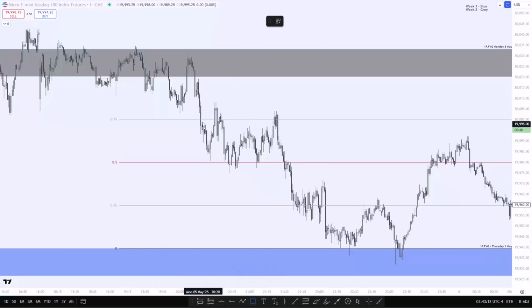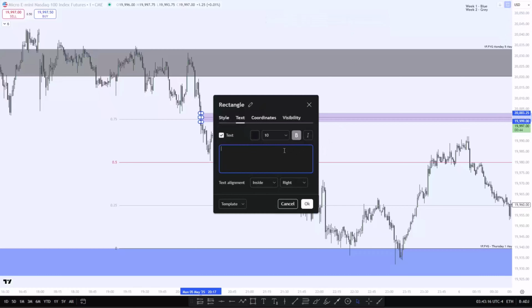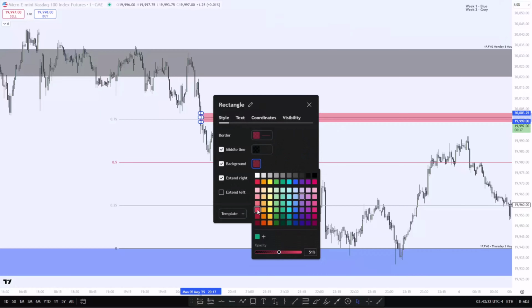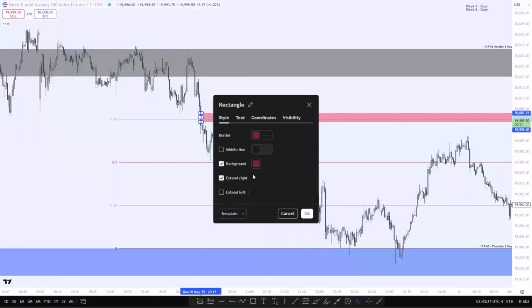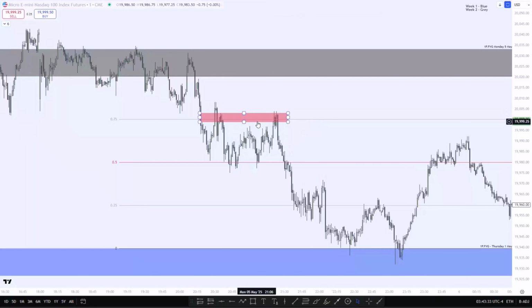So let me mark that. I'm gonna make it red, some sort of red, and I'll remove the middle line for now, and I'm not gonna extend it. So price creates a fair value gap.